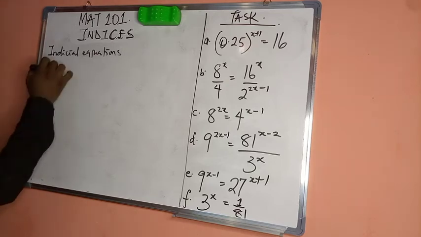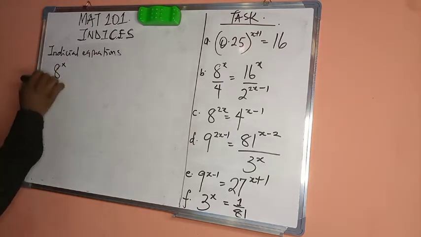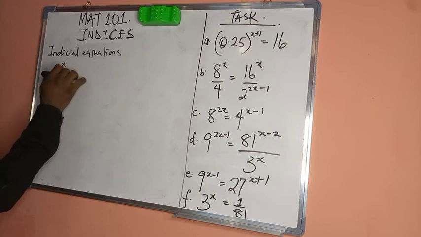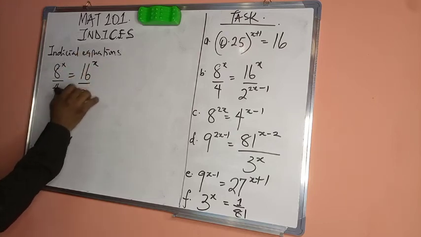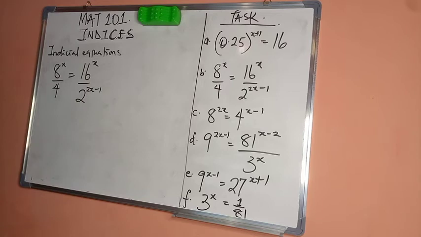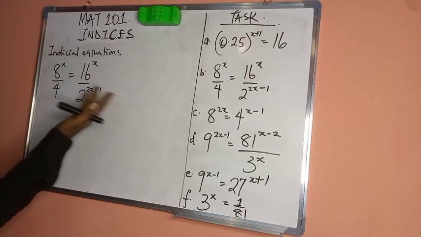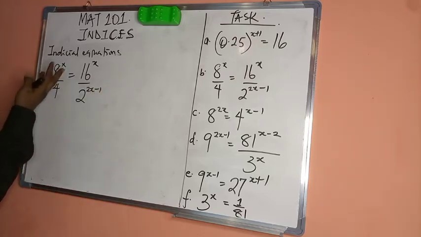We have 8 raised to x divided by 4 equals 16 raised to x divided by 2, raised to 2x minus 1. Now, you just have to solve the left hand side and the right hand side separately, leaving them in the same base. Here is 2, we have base 2 here. That's 2 raised to power 2x minus 1. Here is 4, here is 8, here is 16.